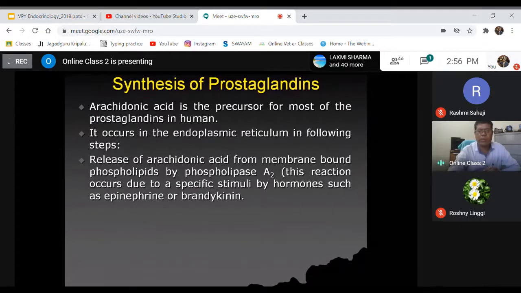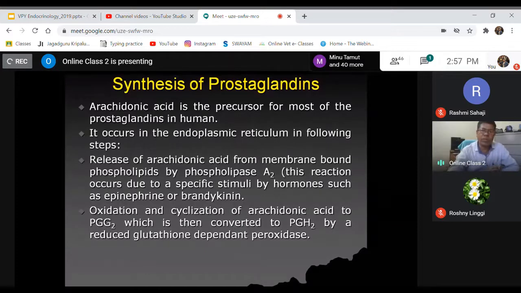This reaction occurs due to specific stimuli by hormones such as epinephrine or bradykinin. So when the cell receives the signal, this enzyme is activated, and this enzyme acts on the phospholipid to release this fatty acid, that is, arachidonic acid.